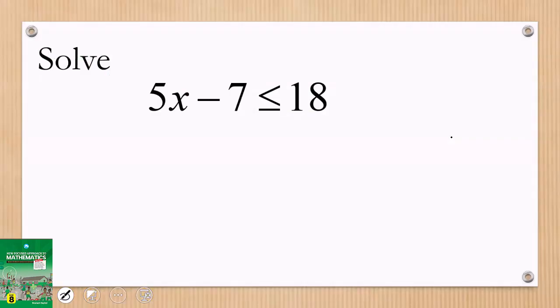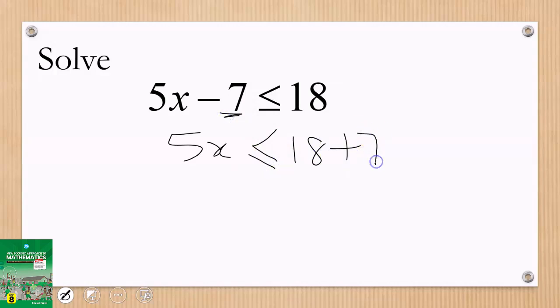So let's start with a simple question like this: 5x minus 7 less than or equal to 18. First of all, we can group like terms. Grouping like terms, we have our 5x here, then our inequality sign, and we have 18. This 7 will move to become plus 7. We solve a linear inequality like we are solving an equation. The only difference is that the symbol that separates the two expressions is an inequality symbol instead of an equal to sign. So here we have 5x less than or equal to 25.